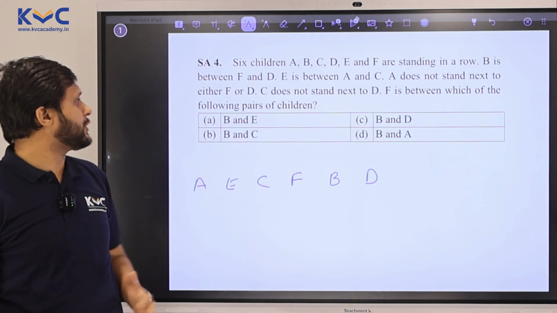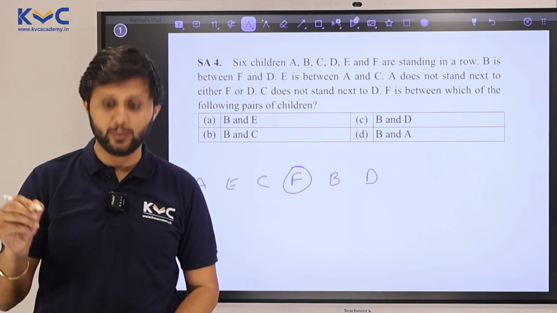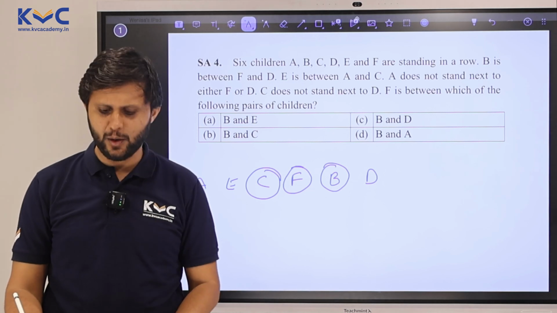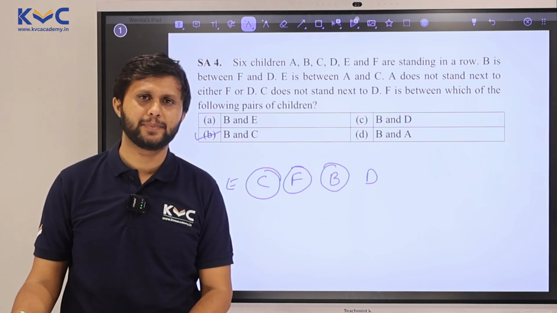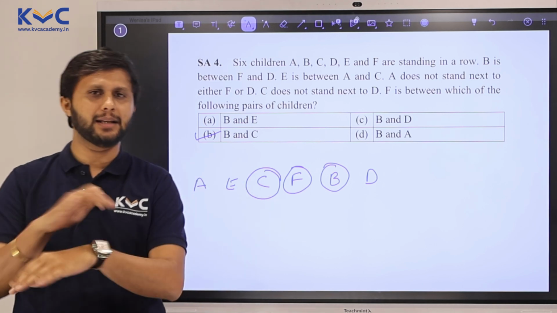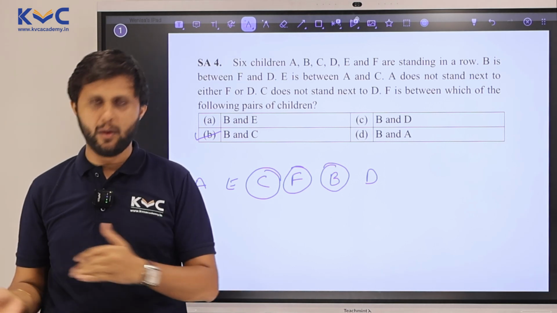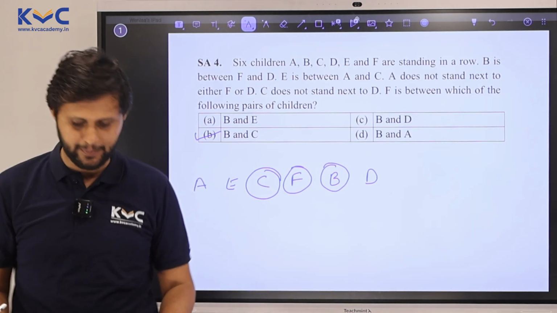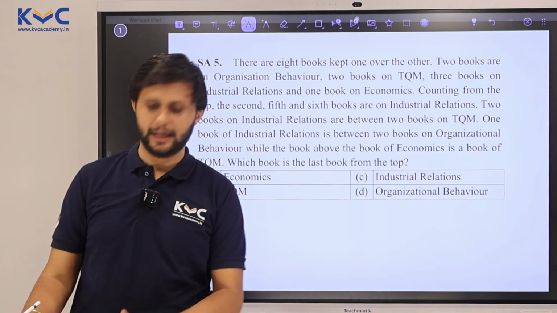F is between which of the following pairs? Where is F? F is over here. Between which are those? Between C and B. The C and B option is there, so B is the right answer. That's what I said, even if you read in the other order, we would have probably got the mirror image and then we would have had B and C. Correct? So the answer will still remain the same. That's question number 4.